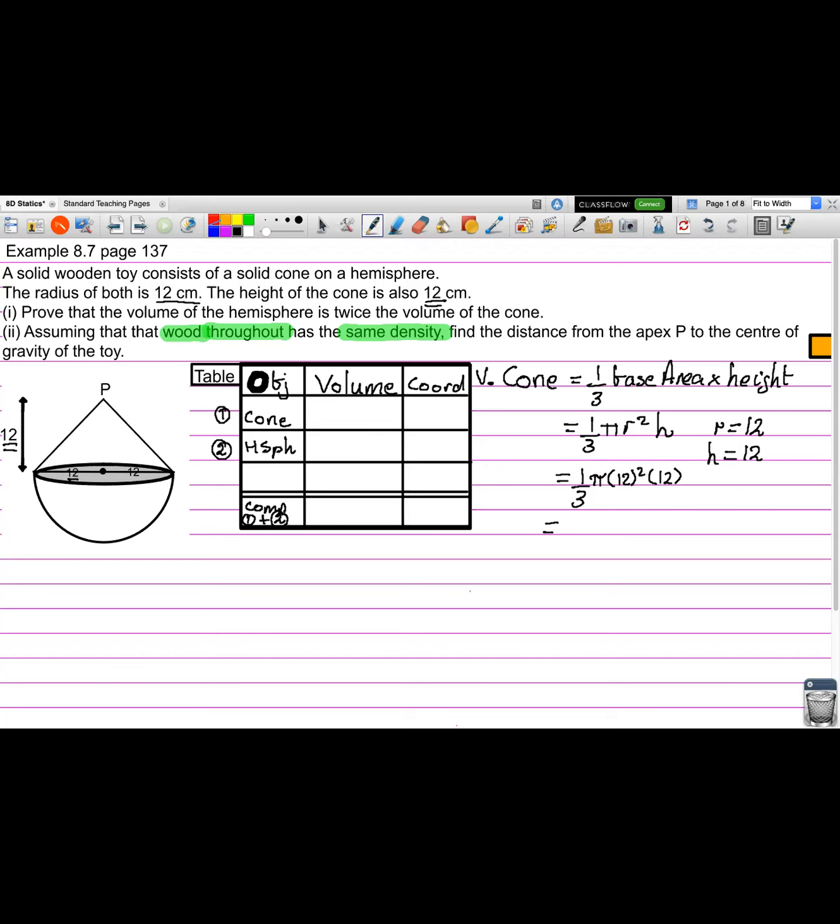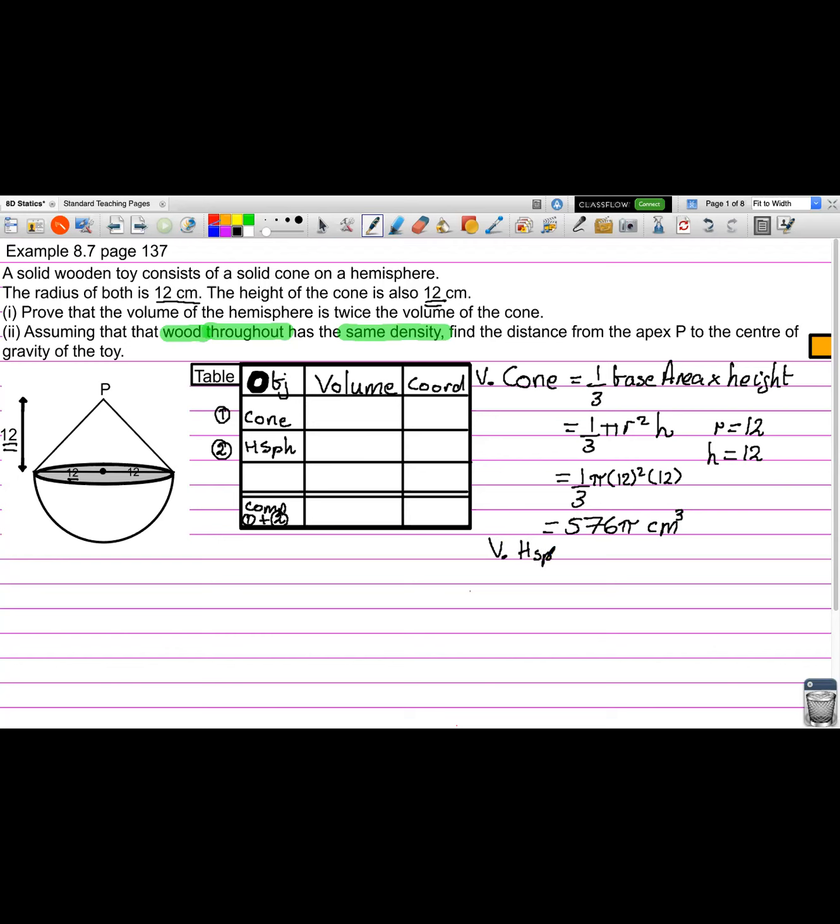Has anyone got a calculator? And give me the answer for that, please. Anyone? 576 pi. Is that you, David? Who was that? David. Thank you very, very much for that. So we've got 576 pi centimeters cubed.